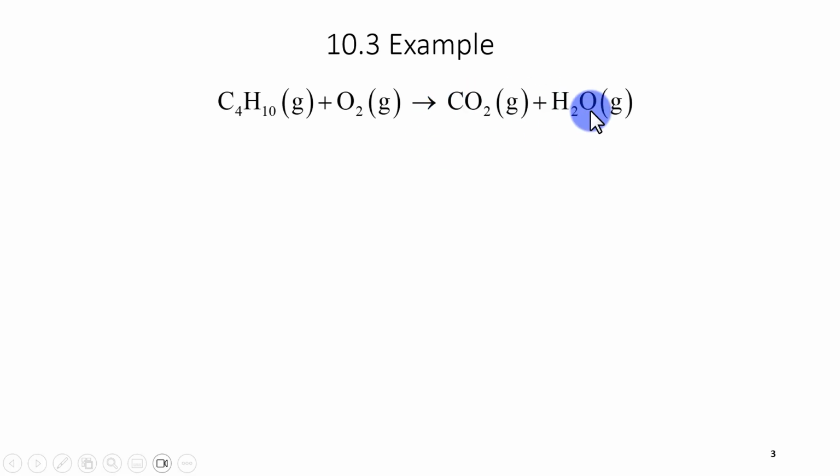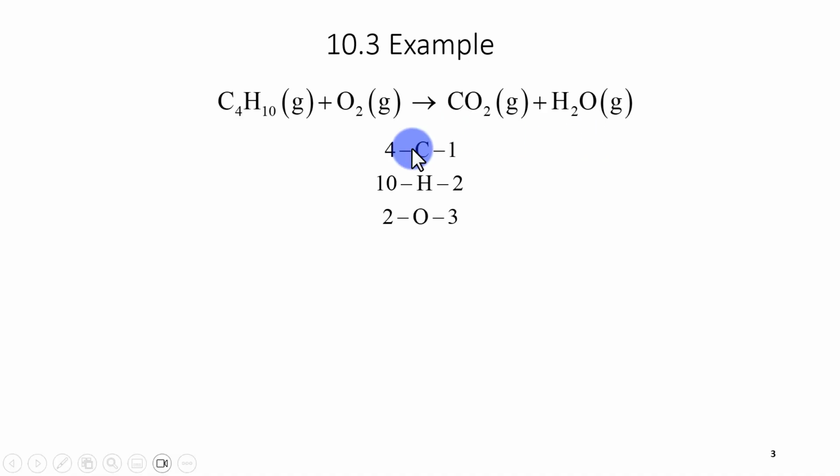What about on this side? I have carbon only on this molecule, and I have 1 times 1. I have only 1 carbon. I have 10 times 1, 10 hydrogens, and on this side I have 2 times 1, only 2 hydrogens. What about oxygens? I have 2 times 1, 2 oxygens on the left-hand side. I have 2 times 1, 2 oxygens on this molecule, but I also have 1 times 1, 1 oxygen from the water, giving me a total of 3 on this side. So nothing is balanced right now.